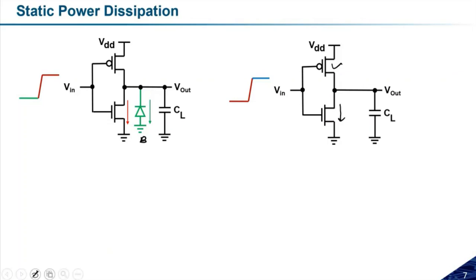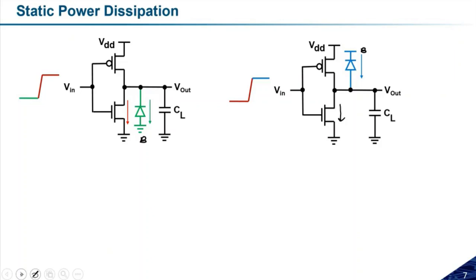The pull-up network will create the reverse bias diode junction, and some current will flow in the reverse direction. Here, between the body terminal and the drain terminal of the PMOS transistor, a reverse bias diode will be formed, and that current we call the reverse bias diode current.